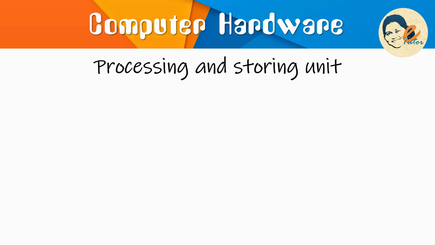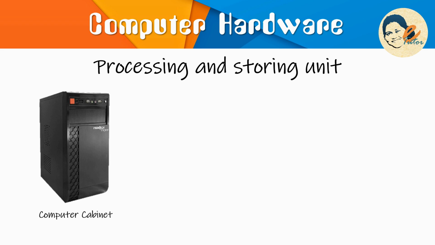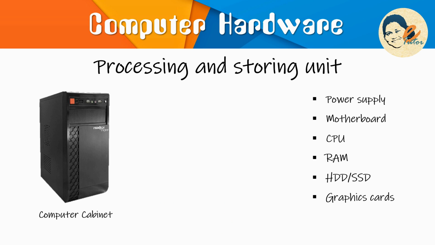Now let's discuss the computer case or tower case or cabinet and the parts inside it. A typical desktop computer cabinet is a metal or plastic box containing the main components of the computer, that is, the power supply, motherboard, CPU, RAM, hard disk drive, that is HDD, or solid state device, that is SSD, and graphics cards. These are fundamental parts of any desktop computer.